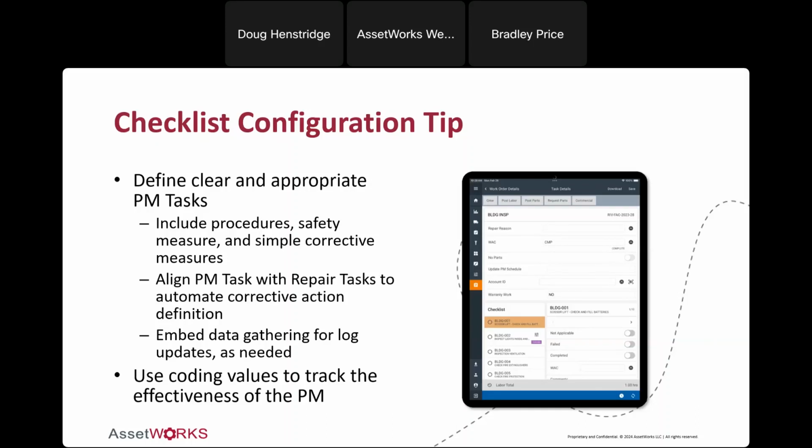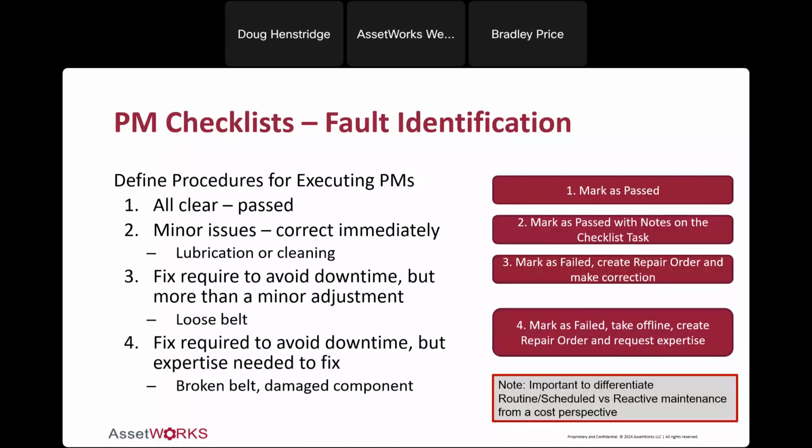The other thing I would point out when we talk about fault identification is having a procedure in place for how you deal with that, right? So if it's clear it passed, you mark it as passed. If it's a minor issue that you can correct immediately, like something is dirty, needs to be cleaned, maybe some grease or some dirt has built up and a simple cleaning solves the problem, then those should be noted again, right? Mark as passed with notes or mark as passed corrected.